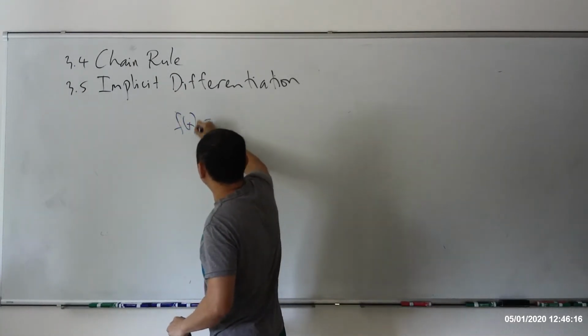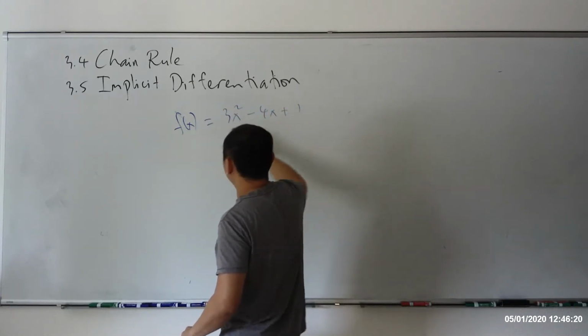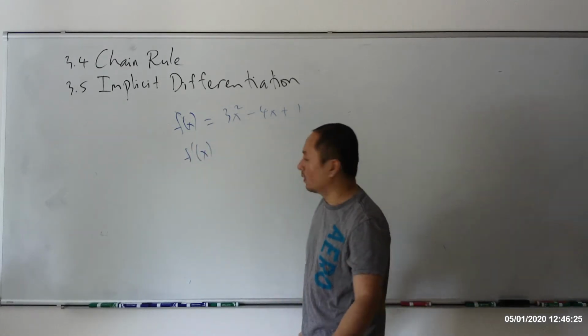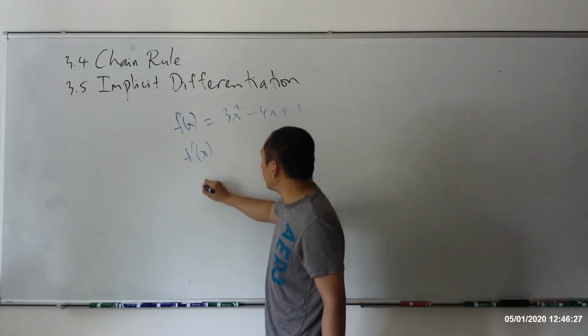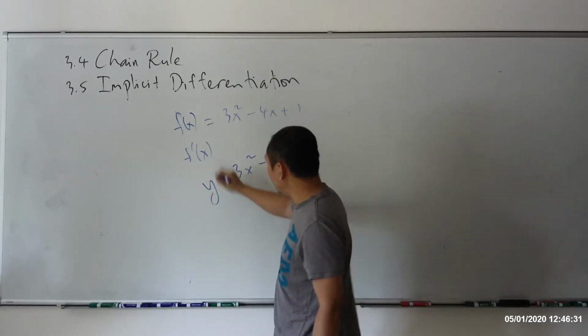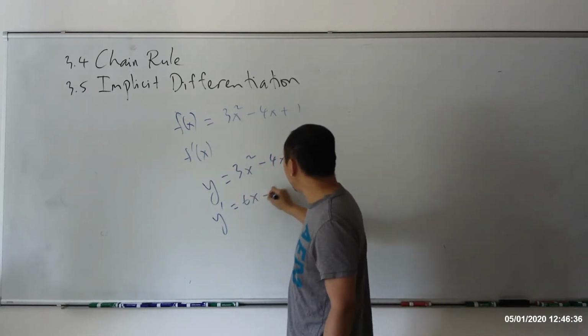F of x equals, say, 3x squared minus 4x plus 1, right? And you take the derivative of f prime of x. This is what we learned so far. Or in short, let me write this way: y equal to 3x squared minus 4x plus 1. And you want to calculate f prime, which means y prime, which is 6x minus 4.